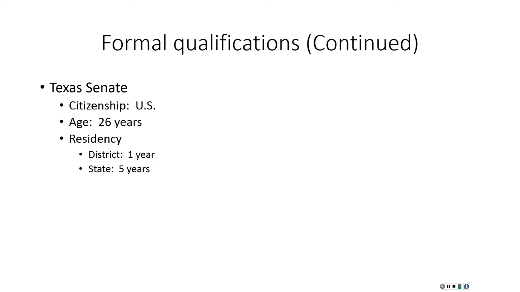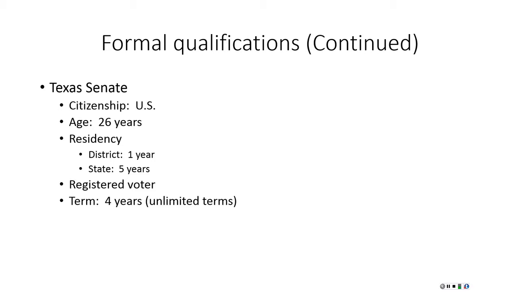Formal qualifications continued. We talked about the Texas House, so let's talk about the Texas Senate. These are going to look a lot like the formal qualifications for the House. Citizenship: you must be a U.S. citizen. You must be 26 years of age. Residency: you must have lived in the district you're going to serve for 1 year, and you must have lived in the state for 5 years. Once again, you must be a registered voter. The term length is different.